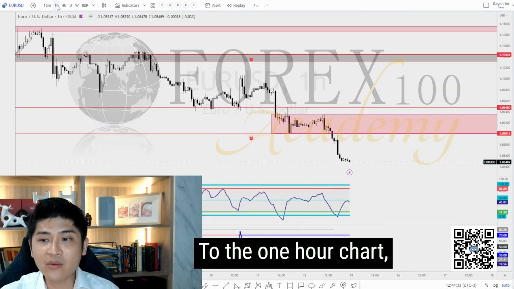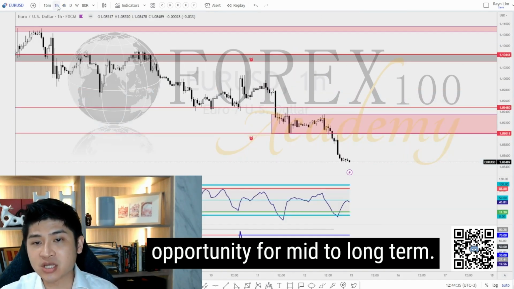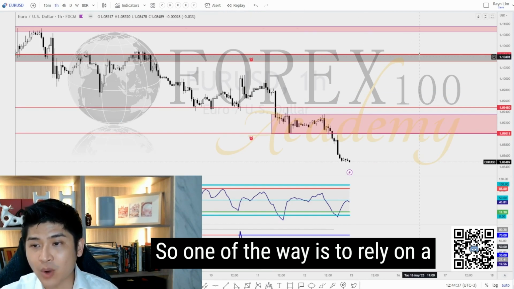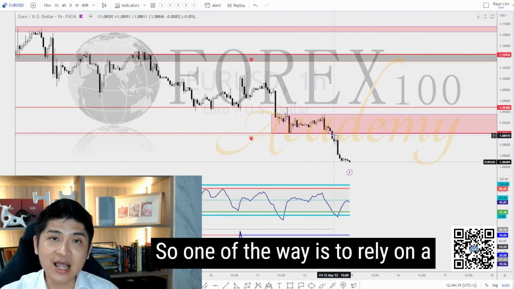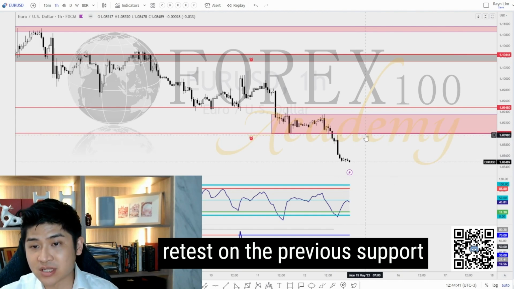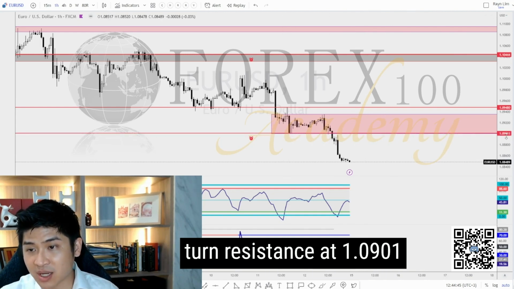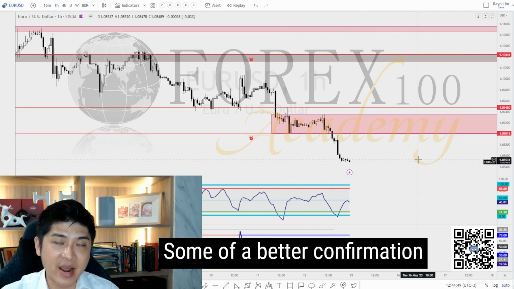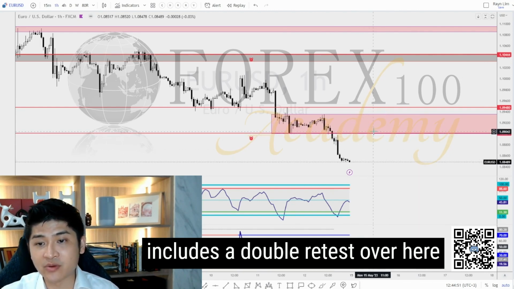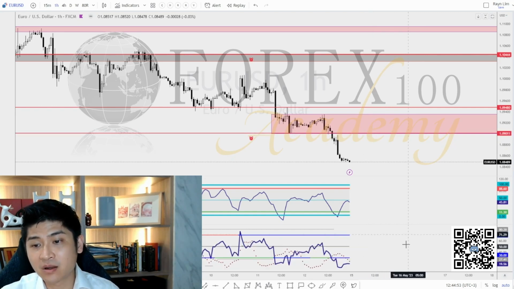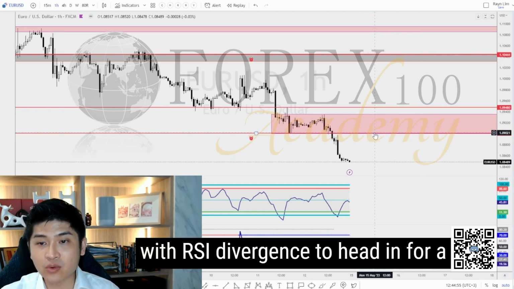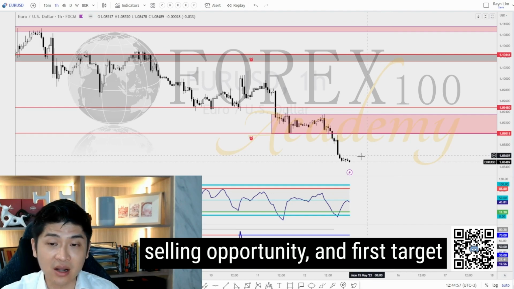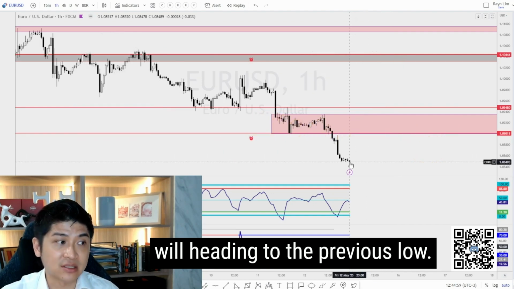On the 1-hour chart, I'm looking for a shorting opportunity for mid to long term. So one of the ways is to rely on a retest of the previous support turned resistance at 1.0901 as a key resistance setup. Some better confirmation includes a double retest over here with an RSI divergence to head in for a selling opportunity, and the first target will head into the previous low.